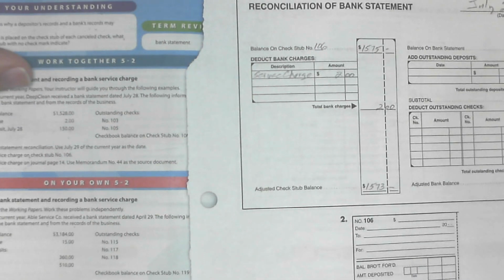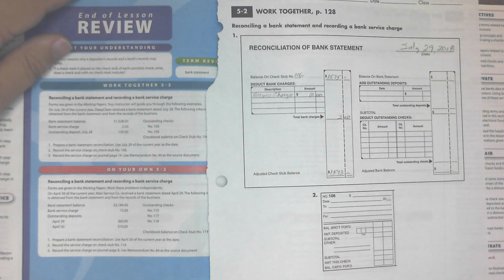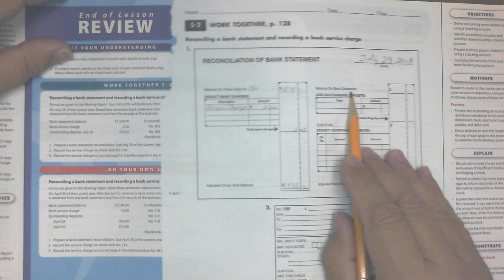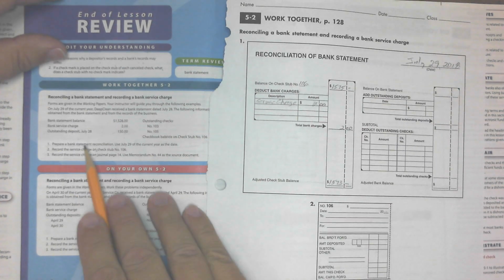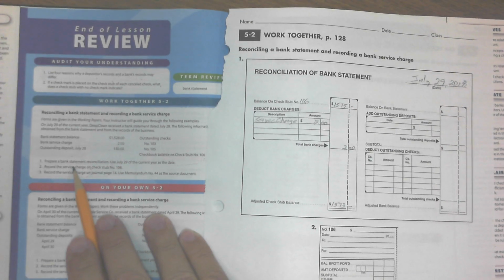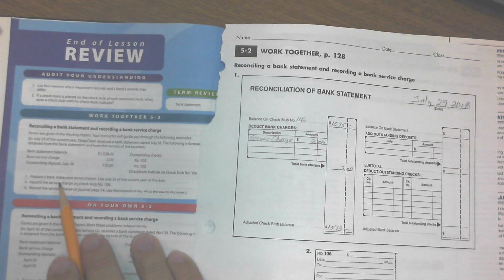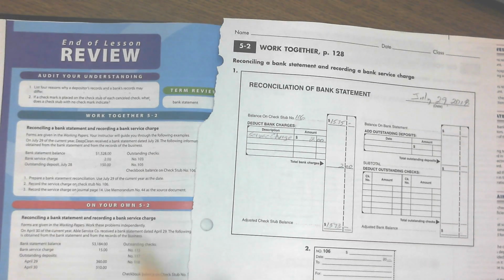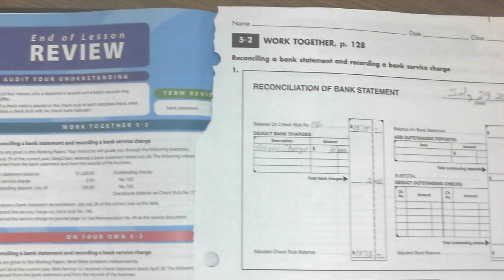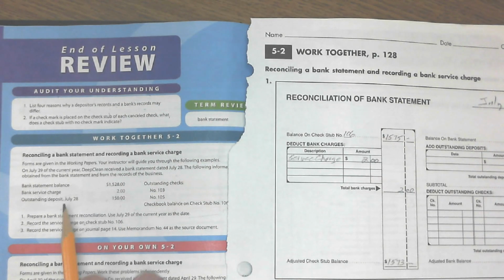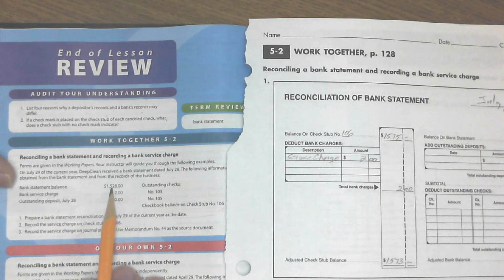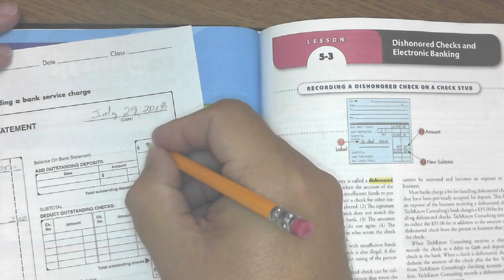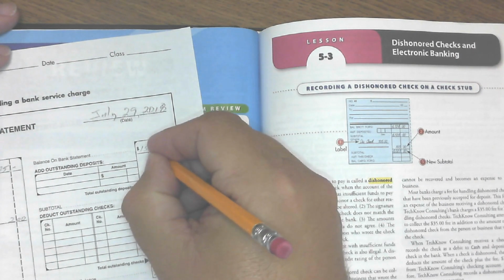So now we'll go over to the other side. Here it says balance on bank statement. I know this is a little blurry, not the best document camera in the world. Focus a little better. So bank statement balance $1,528. So we'll put that right here. 1,528.